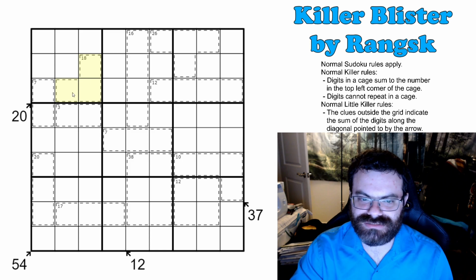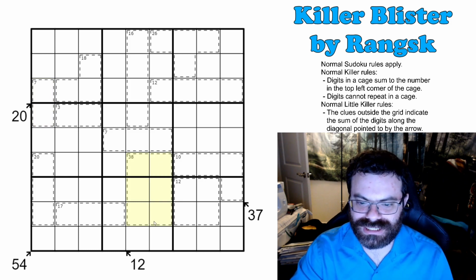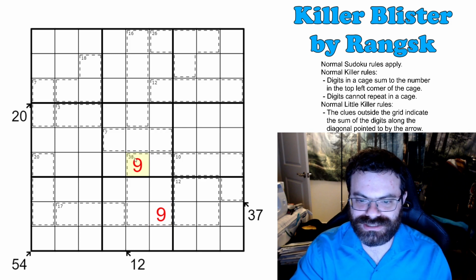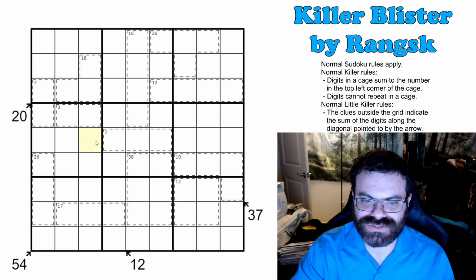And then additionally, digits can't repeat in a cage. So for this cage, that doesn't matter. But say this 7 cage here also doesn't matter because it's in a column. But this 38 is a good example. By normal Sudoku rules, I could put a 9 here and a 9 here. But because they're in the same cage, they can't repeat. So that is killer.